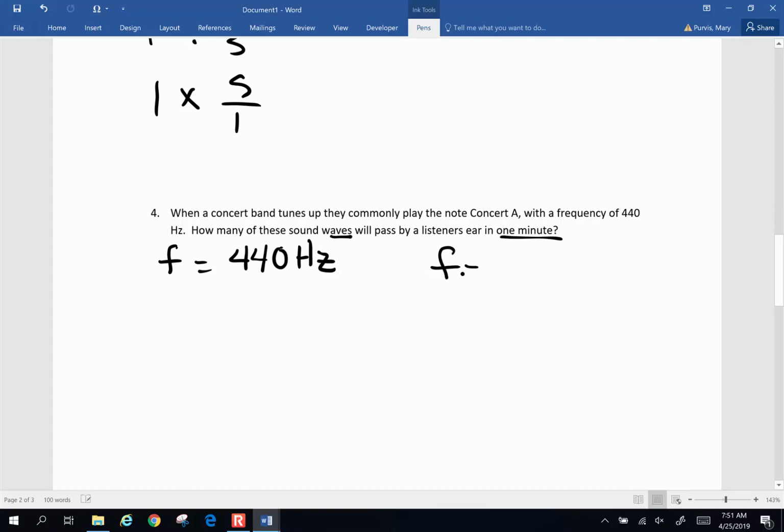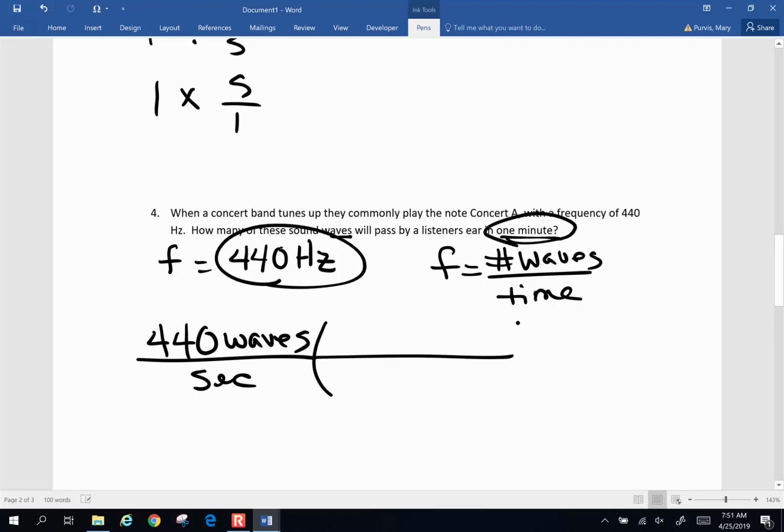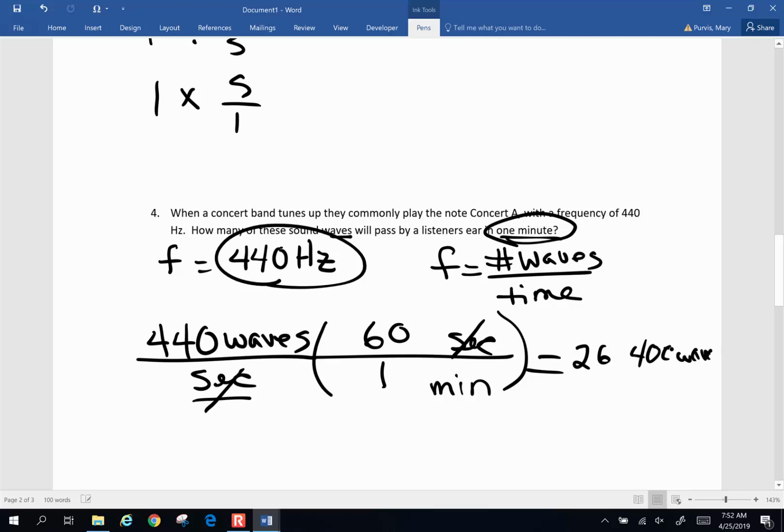We also know frequency is number of waves that will pass by per unit time. So this is basically saying 440 waves per second, because that's what a hertz is. And I want in minutes, I want to get rid of seconds, keep minutes in the bottom. There are 60 seconds in 1 minute. So 440 times 60, I got 26400 waves per minute. And that ends the first 4 problems.